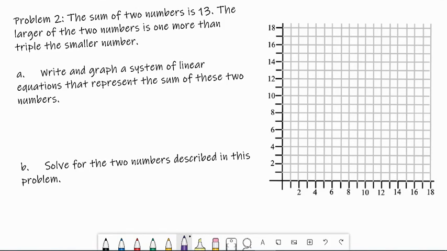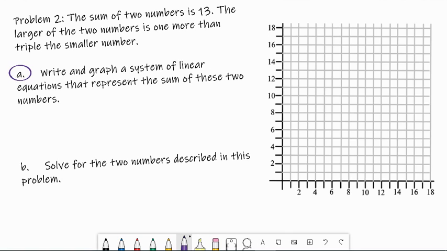This is problem number 2 of the word problems in the graphing of linear systems. Problem 2 states the sum of two numbers is 13. The larger of the two numbers is one more than triple the smaller number. Part A asks that we write and graph a system of linear equations that represent the sum of these two numbers.